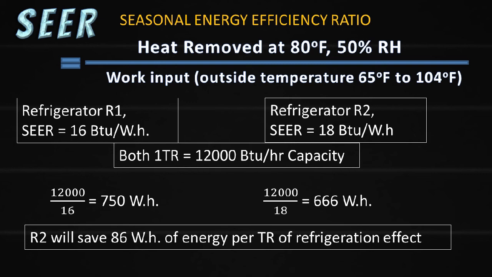If both refrigerators are of 1 TR capacity, then for refrigerator R1, the electricity consumption in watt hour will be 12,000 divided by 16, which is 750 watt hour, while for refrigerator R2, the electricity consumption in watt hour will be 12,000 divided by 18, which is 666 watt hour. So for every ton of refrigerating effect, refrigerator R2 will save 84 watt hour of electricity.